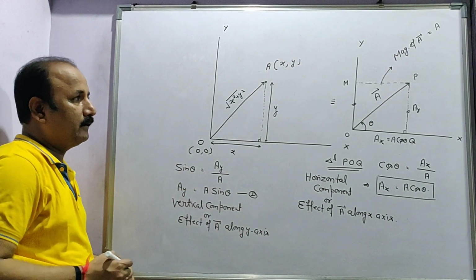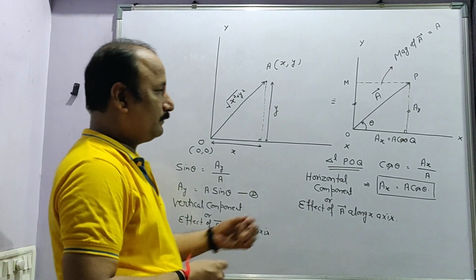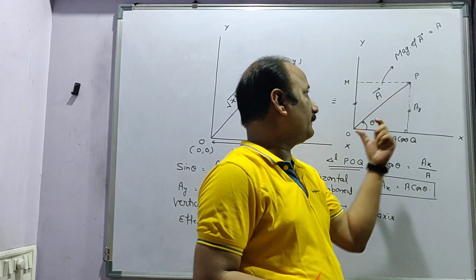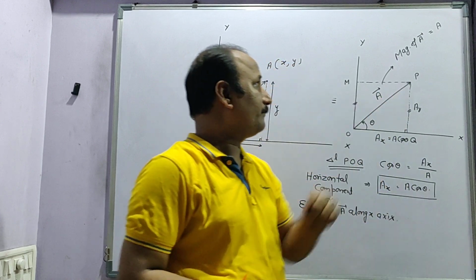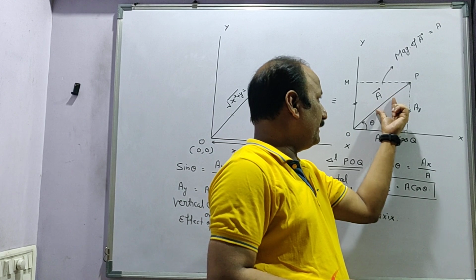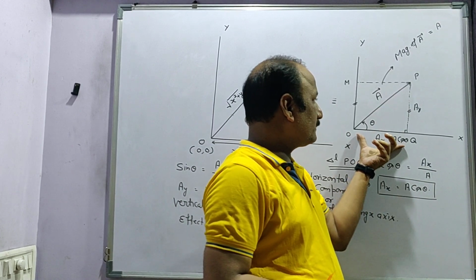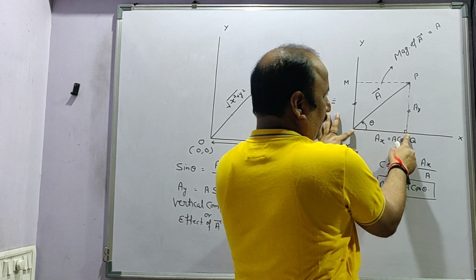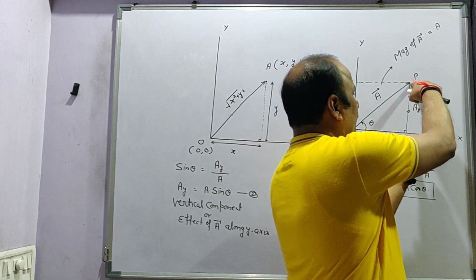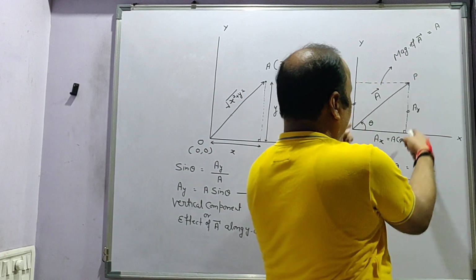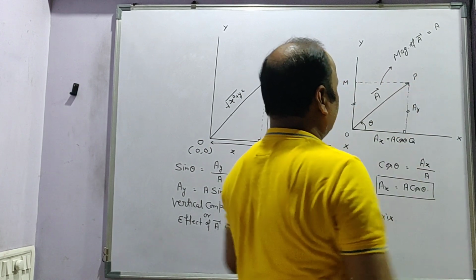Okay. Now, as we see, the magnitude of vector OP, that is vector A, is A, and if the magnitude of OP is A, then what will be the length of this? Meaning the effect of this vector along the x-axis is A cos theta, and its perpendicular component is A sin theta. This is A sin theta, this is A cos theta.